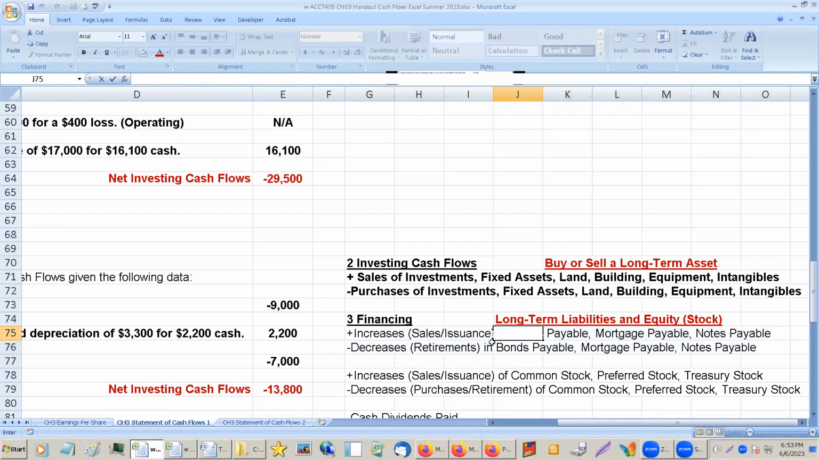Bonds payable are basically the same thing as mortgage payable. I don't know if you guys know what bonds are. Bonds are like little mini loans. And they talk about selling bonds. If you sell a bond to somebody, you're actually borrowing money from them. So a bond is like a mini loan.